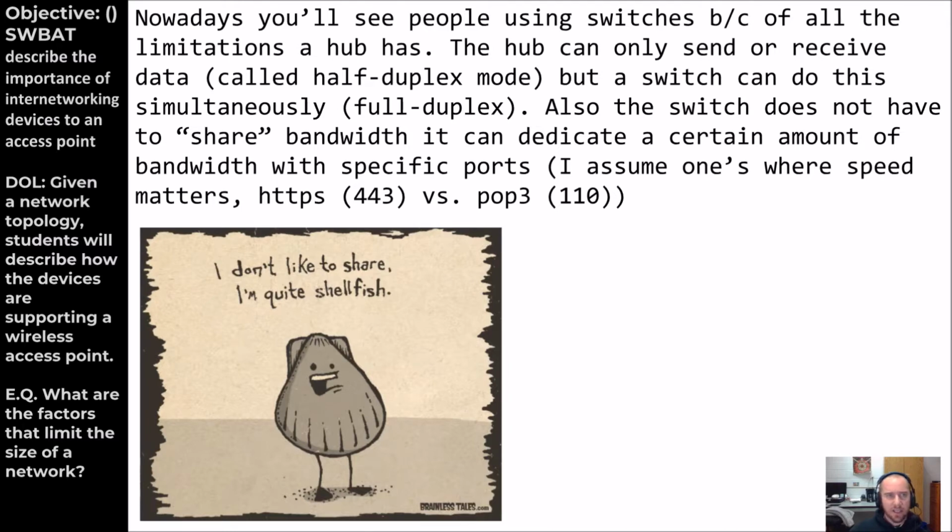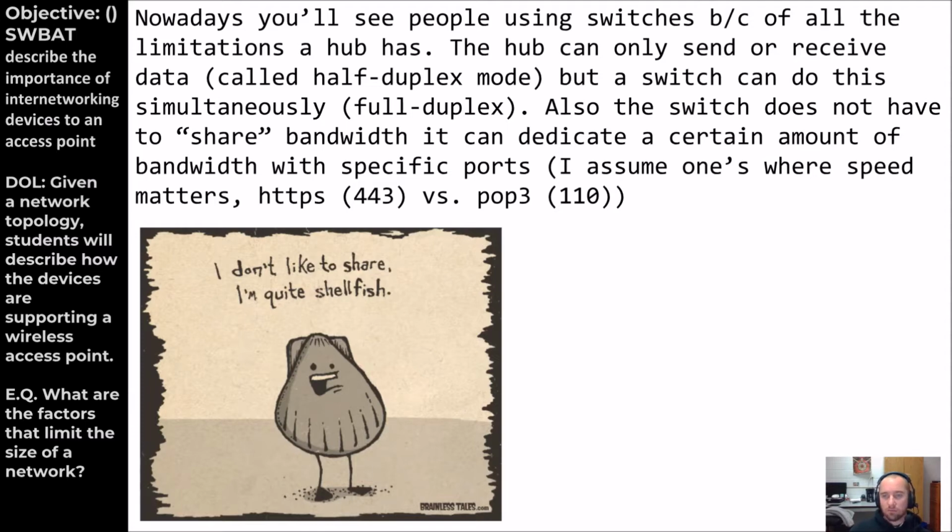The hub can only send or receive data. It can do this in half duplex mode. The switch can do this simultaneously, so full duplex is the fancy term for it. And also, the switch does not have to share bandwidth. It can dedicate certain amounts of bandwidth to specific ports.